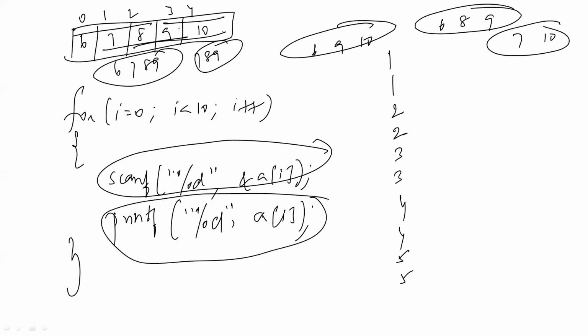What is meant by alternate elements? Elements present in alternate positions. Instead of 0, 1, 2, 3, it is 0, 2, 4 positions or 1, 3, 5 positions. That is alternate elements.